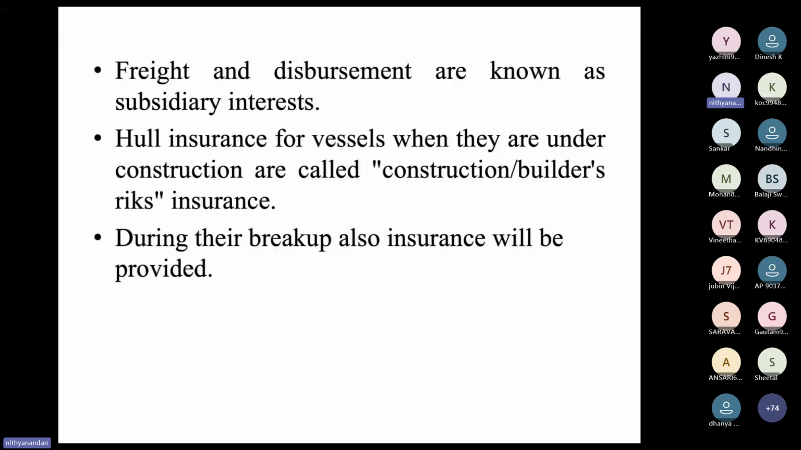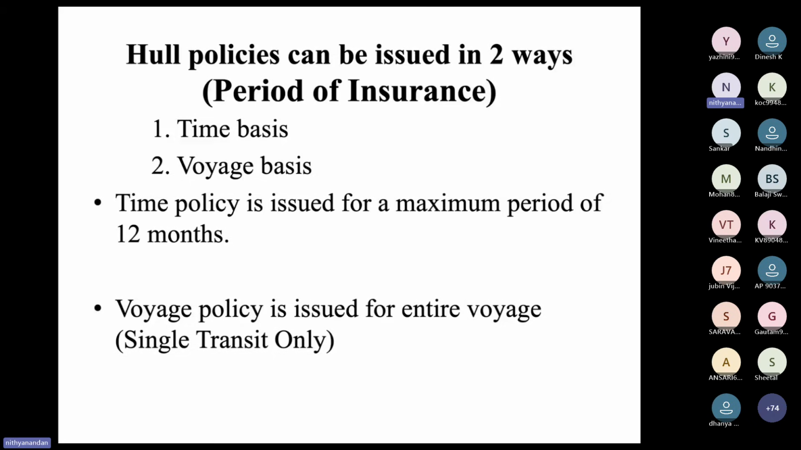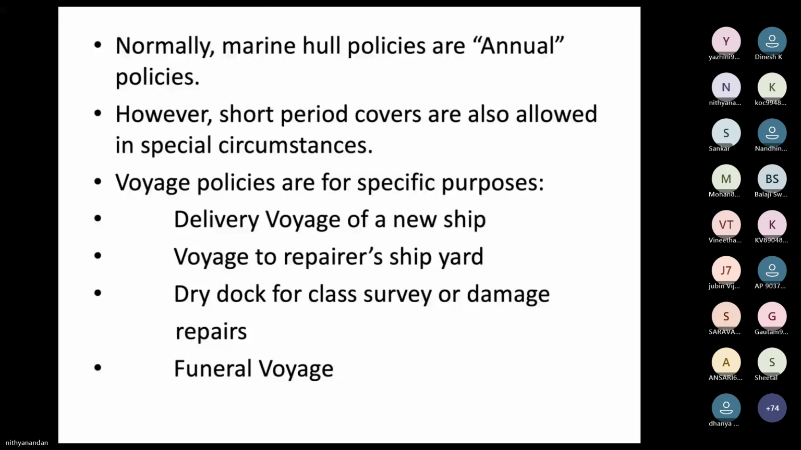Hull policy is given in two types. One is time basis, the other is voyage basis. Time basis means 12 months, just like our motor policies. Voyage basis means a single voyage, just like a marine cargo specific voyage policy. Normally, hull policies are annual policies, but voyage policies can be given for delivery voyage of a new ship from the shipbuilding port to the owner's place.